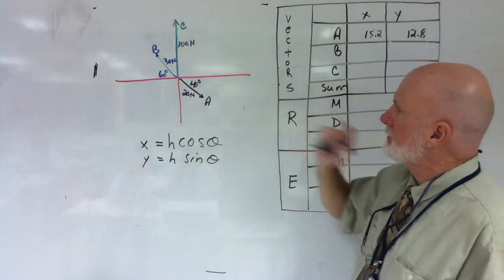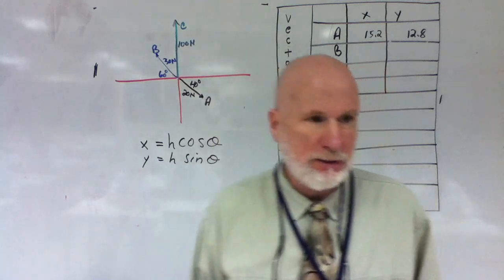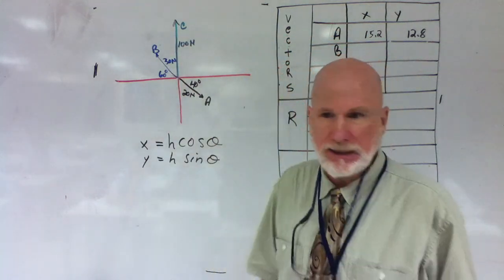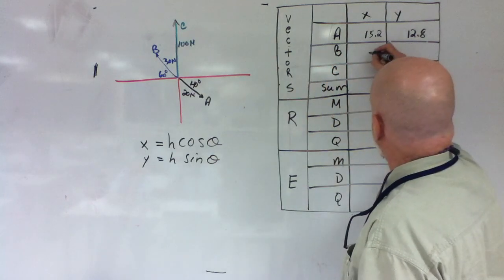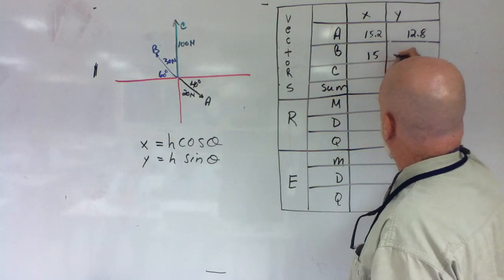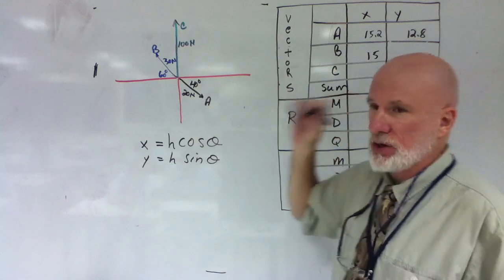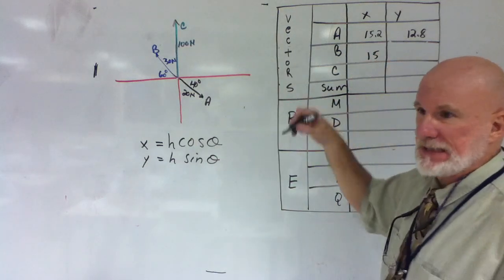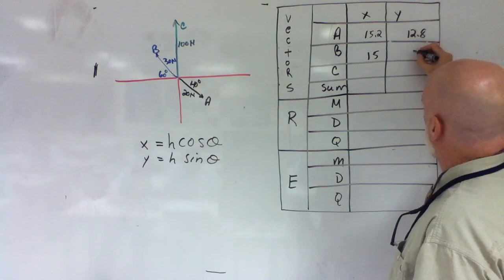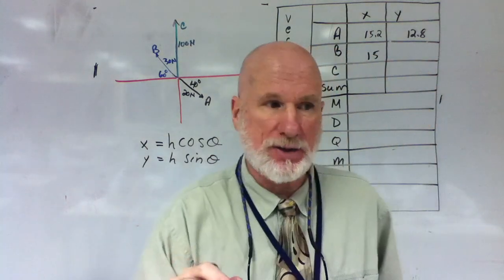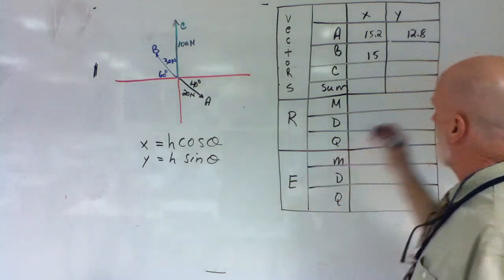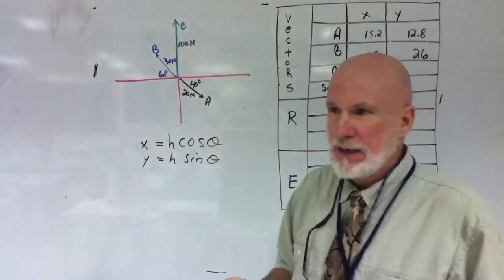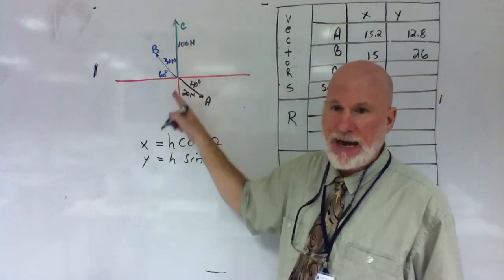Okay, so what do we got? What's B? All right, 30 cosine 60 is 15, right? Is that right? Yes. Okay, and what is 30 sine 60? 25.98. All right, remember, three significant figures. So 26. Okay. Two or three is fine, right? Yes? And this one is just straight up, right?